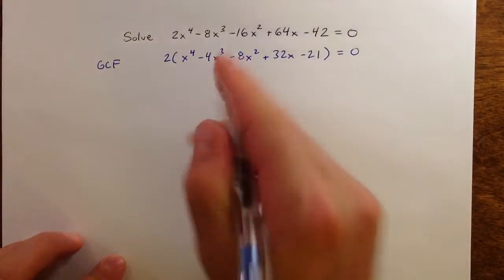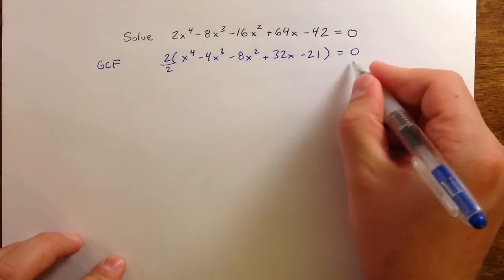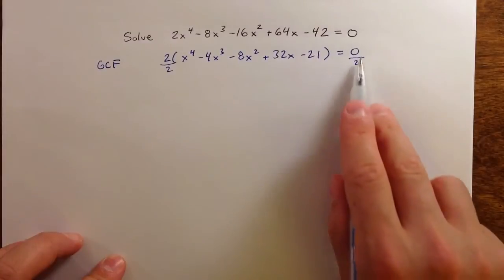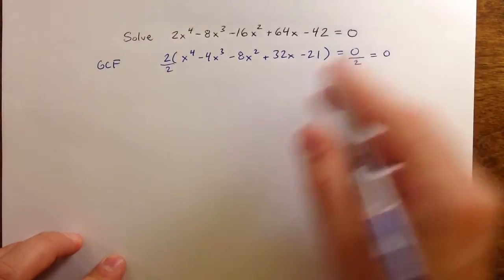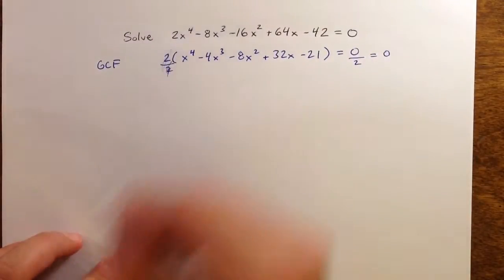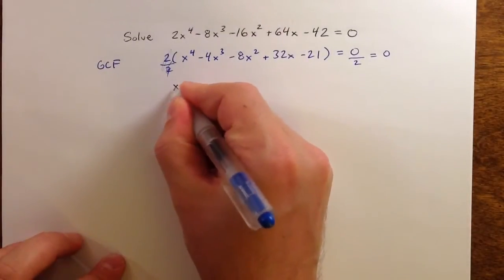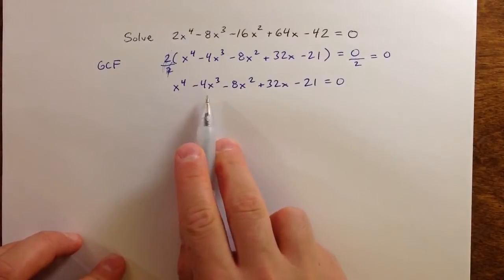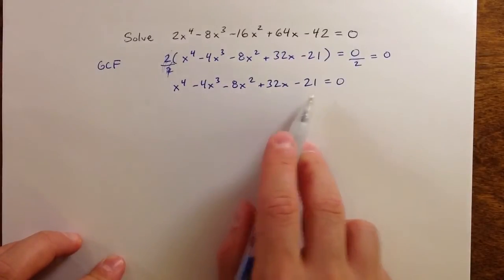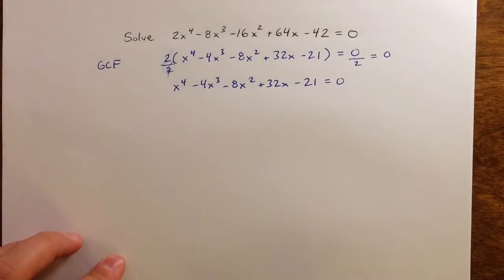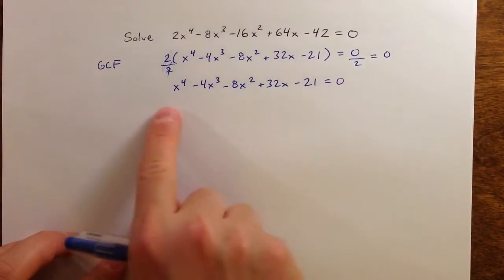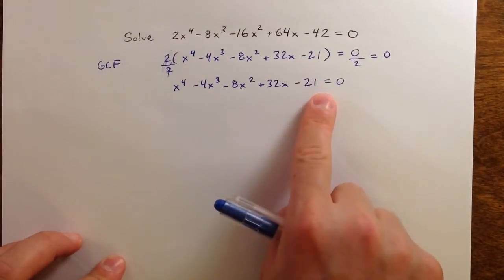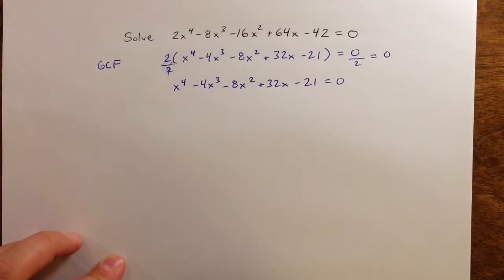And then dividing by 2, that 2 is really not going to do anything in terms of what the solutions to the original equation are. Because if I divide 0 by 2, I still get 0, and this kind of goes away, so we end up with a simpler equation, x to the fourth minus 4x cubed minus 8x squared plus 32x minus 21 equals 0. So our search for solutions will be simpler because now the coefficients are half the size that they were at the beginning.